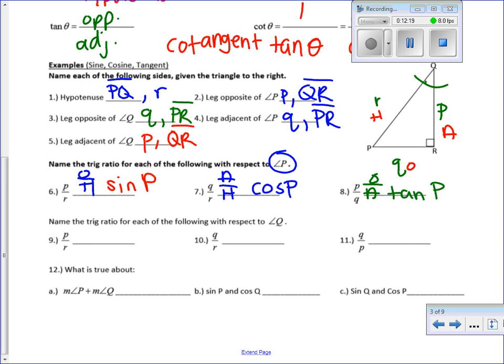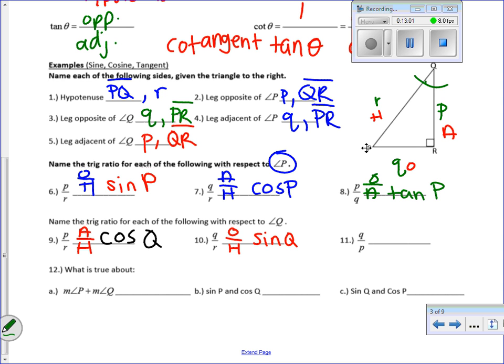So P over R isn't going to be sine anymore. If you had to guess, what do you think P over R would be? So P is A, right? Over R is hypotenuse. So it's not sine anymore. What is it? It's cosine of Q. So it's switched. Okay, Q over R isn't going to be cosine anymore. What's it going to be? What's Q over R? Opposite over hypotenuse, which is sine of Q. Good job.